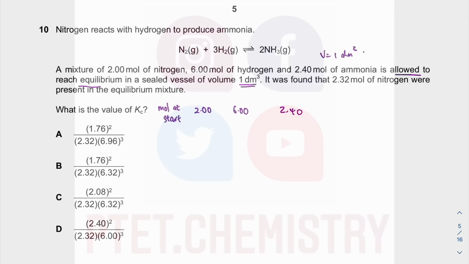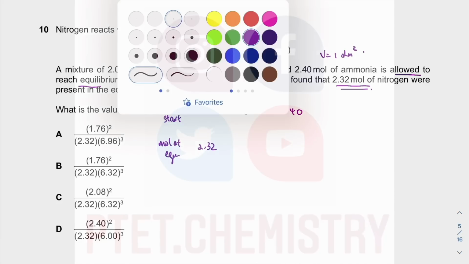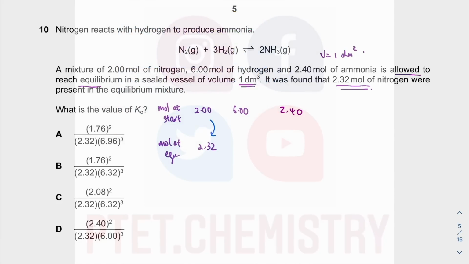At equilibrium, you have 2.32 mole of nitrogen. So it seems that when you started with this, then you end up with more of this. So the equilibrium has shifted backward because you produce more of the nitrogen. So how much extra nitrogen did you produce? You produce 0.32 because this minus this, 2.32 minus 2.00, you have produced 0.32 extra mole of nitrogen.